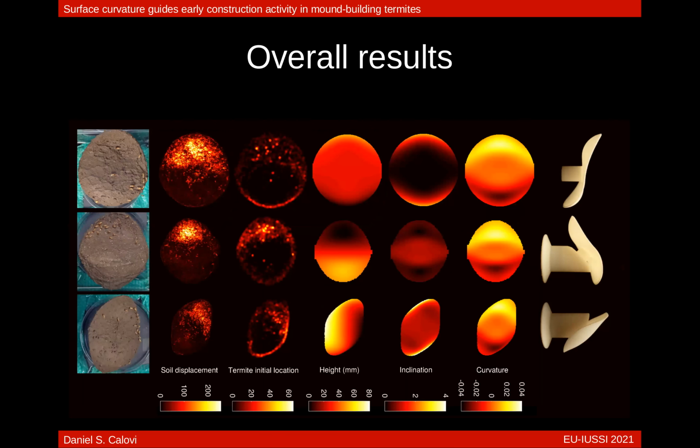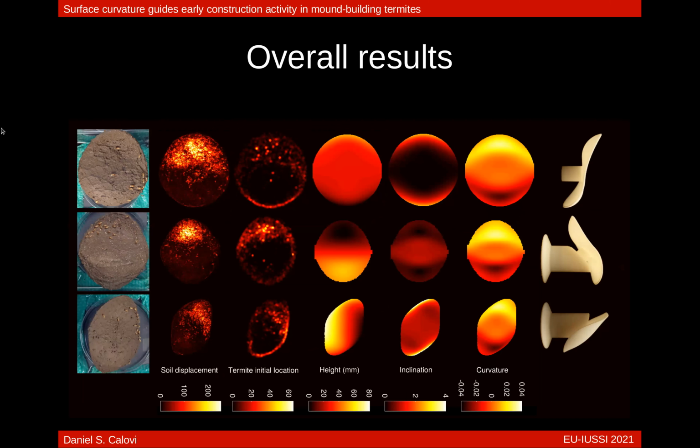So now we can see how the termite soil displacement activity compares with the height, with the inclination, and the curvature in these 3 different rotations, right? And we also track the termites for the first 5 minutes of the video. Why 5 minutes? Because this is before digging started. And then we know where termites were walking without being influenced by the digging activity of previous termites.